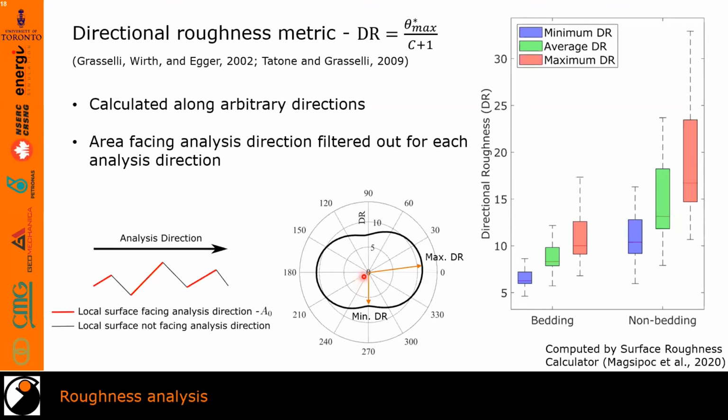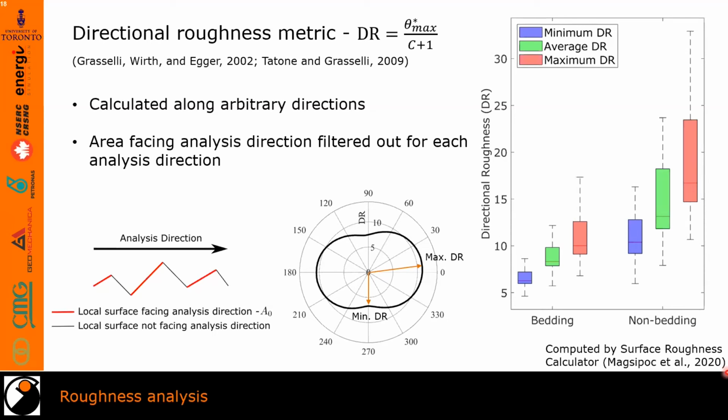And using this metric, I show a distribution of directional roughness for bedding and non-bedding fractures on the right. And because the directional roughness metric represents a range of values, I also show the minimum, average, and maximum directional roughness. So we can see that the range of roughness is overlapping in between the two sets. However, we can see non-bedding fractures clearly show greater roughness compared to the bedding fractures. And this shows that the bedding planes opened by hydraulic fracture still remain smoother than the other fractures caused by the hydraulic fracturing.